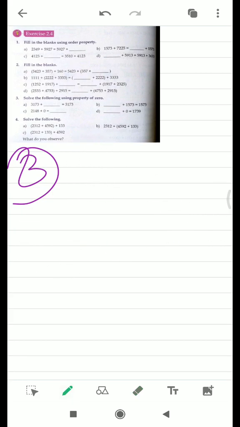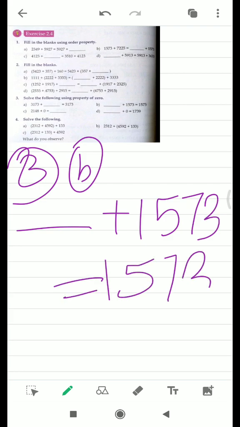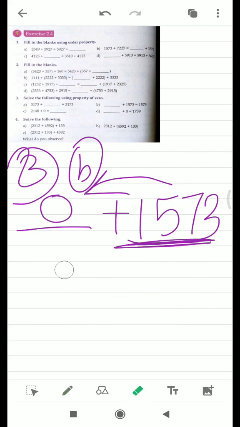Next is B part. Blank plus 1573 is equal to 1573. After adding something to this number, we are getting this number itself again. Then it has to be 0 here, right? It's very easy to do.